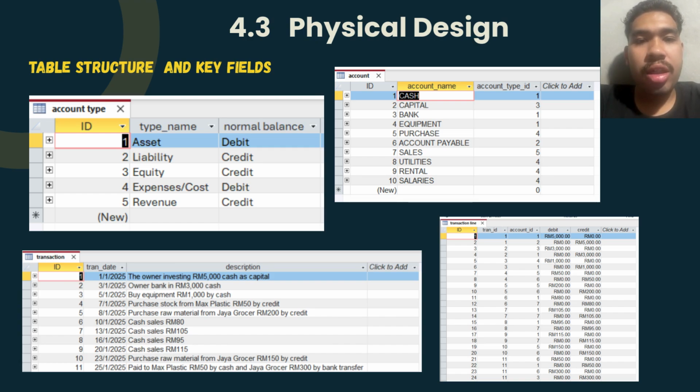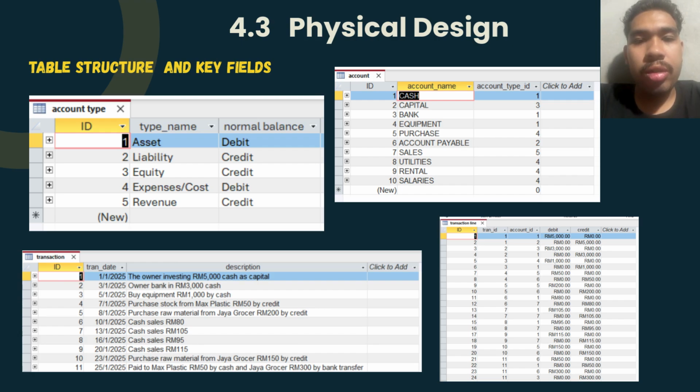Each account has a unique ID as its primary key, and the account type ID acts as a foreign key linking it to the account type table. This relationship ensures that every account is correctly classified according to its account type. The transaction table records all business transactions carried out by the business.